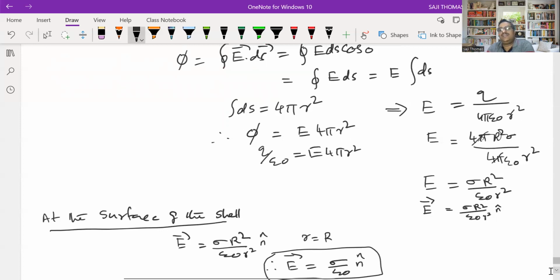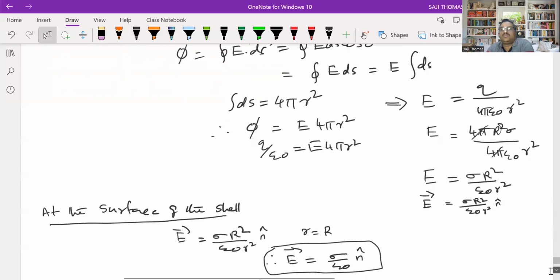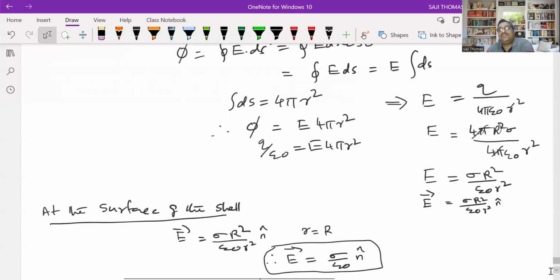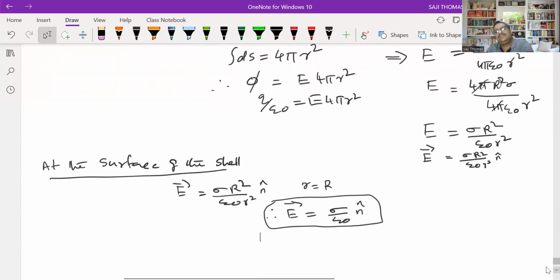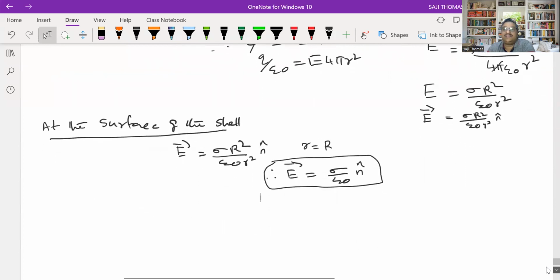So what is the electric field inside a spherical shell? 0. What is the value of electric field at the surface of a spherical shell? Sigma by epsilon 0. Outside it is sigma R square by epsilon 0 r square. Now, children, we can plot the variation of electric field with the distance from the center of the shell. Let us see how the field graph looks like.